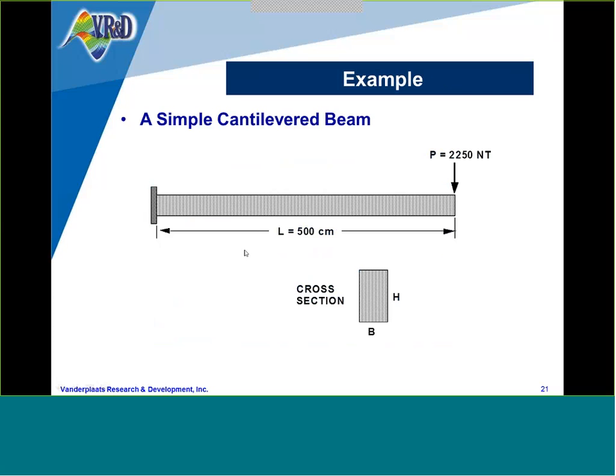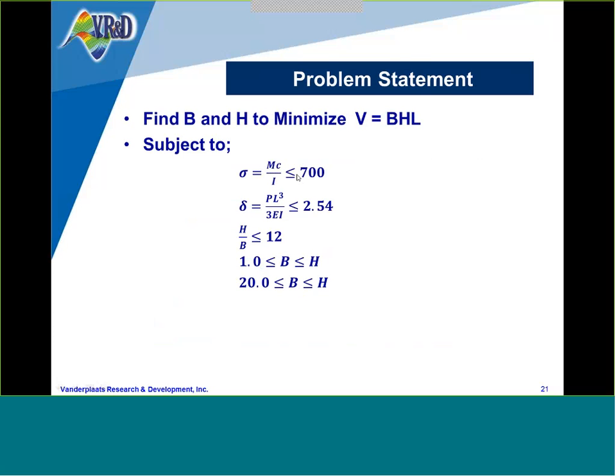Consider a simple example of a cantilever beam. We want to design the width and height. We have stress constraints. We have a deflection constraint. We have a height over width constraint. You can think of that as a buckling constraint. And we have bounds on the design variables.